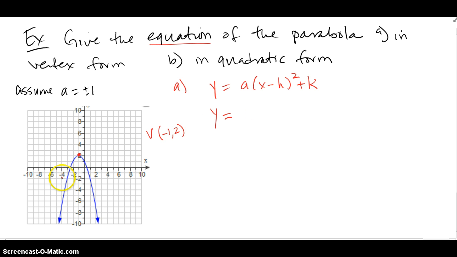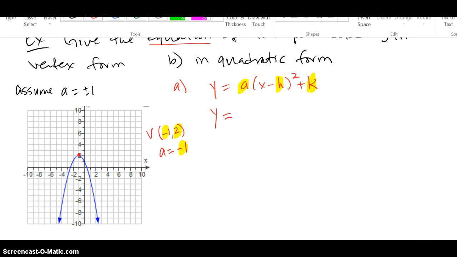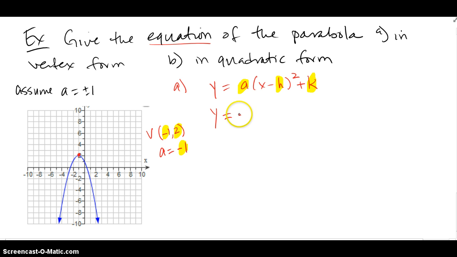And then since this opens down, a must be -1. Again, why -1 out of the choices given? Because it's opening downwards. So plug the pieces back in the proper locations. Put it in here, and here, all the information you just found. So we're going to end up with y equals -1 for the a, (x minus a -1) for the x coordinate, squared, plus a 2 for the y coordinate of the vertex.